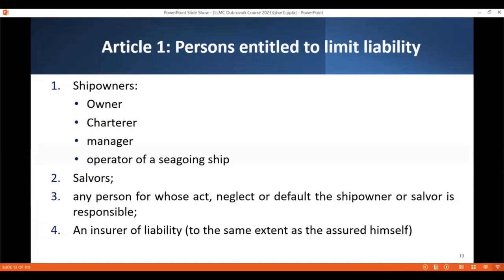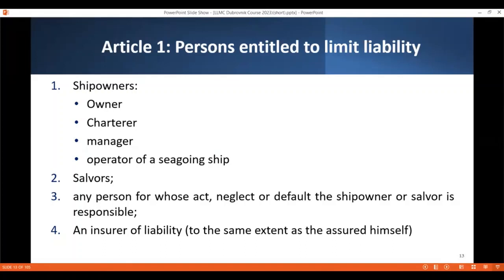The list is short. In fact, Article 1 says ship owners and salvors are entitled to limit liability. But the definition of ship owner is wide. Unlike others, for example, if you go to the CLC, it says the registered owner. But in this one it is wide. It's the owner, which can be the registered or beneficial owner. It includes the charterer. It includes the manager or the operator of the ship. All those fall within the definition of ship owner under the LLMC convention.